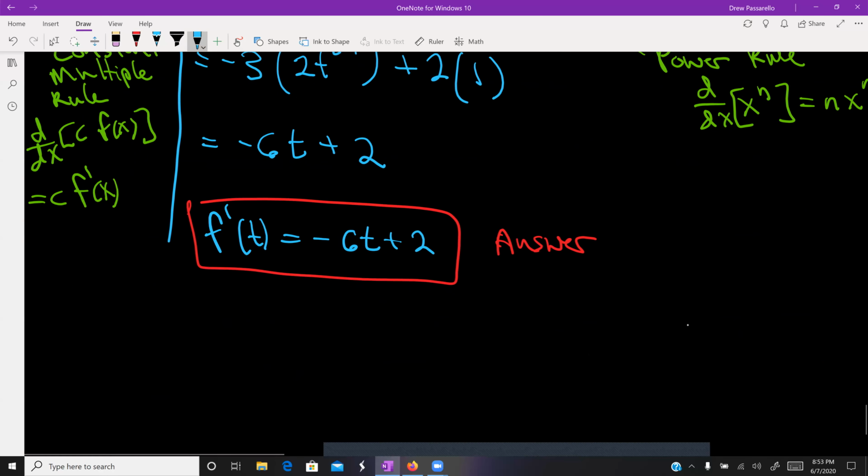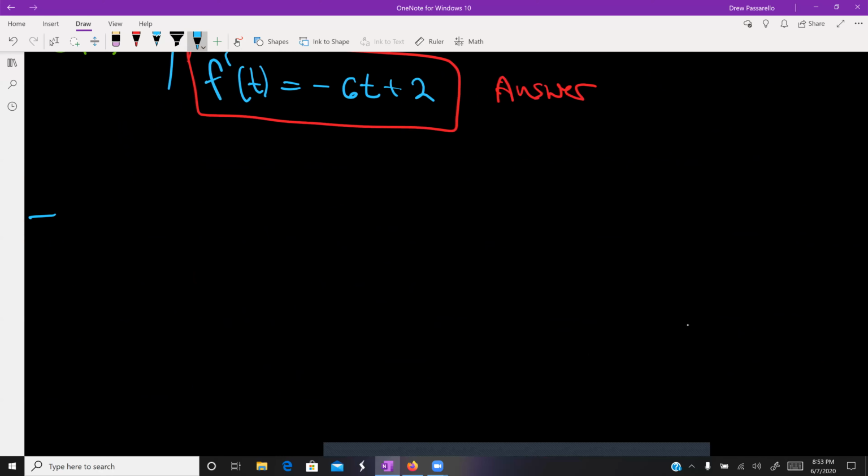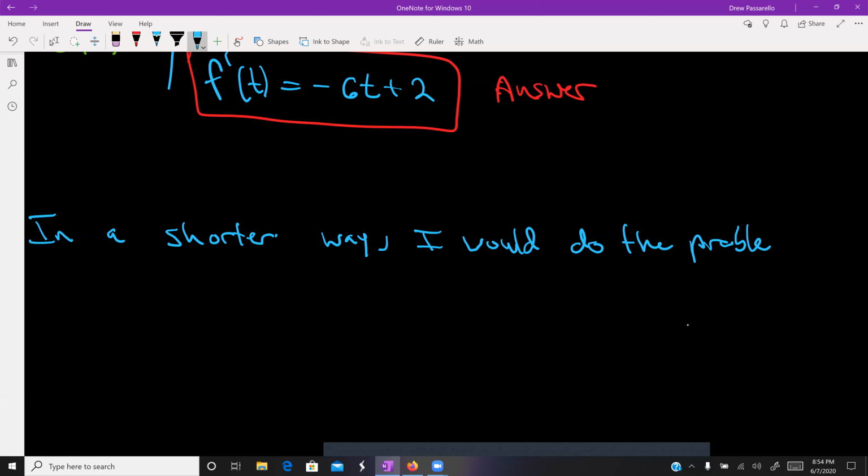Once we get more used to it, we can do it in a shorter way. Really it's just skipping some steps. I would do it as the following. I did it this long way step by step, so it's showing every single step, applying the particular rule for each particular step. So I would do the problem as the following.